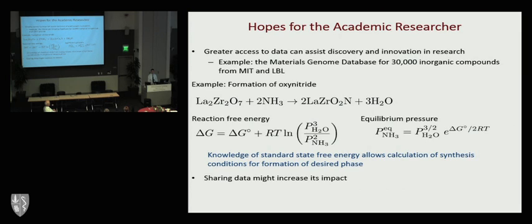Also, sharing your data might increase the impact of the work that you do. So as a scientist, you always want to have people listen and care about your work. And so if you publish your data, there may be more people who can take advantage of your work and use it and increase its impact. So other researchers can discover aspects that you didn't study, that you weren't focusing on, but still is buried in your data.